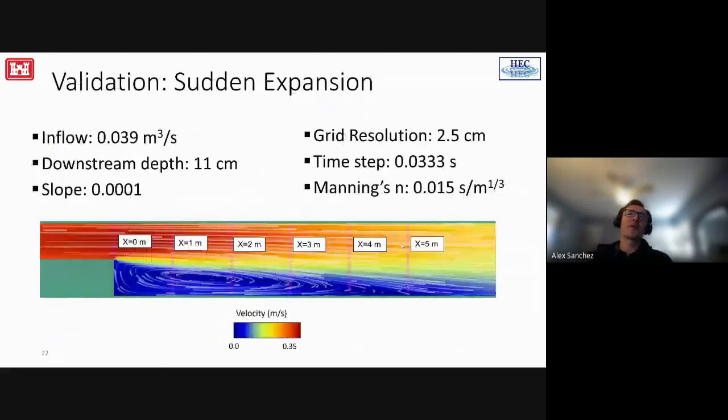This is a flume experiment. I talked about this, already showed this earlier in the week when we talked about turbulence. But it's that sudden expansion flume experiment that has a recirculation zone, and it's really useful to look at turbulence and the turbulence coefficients.